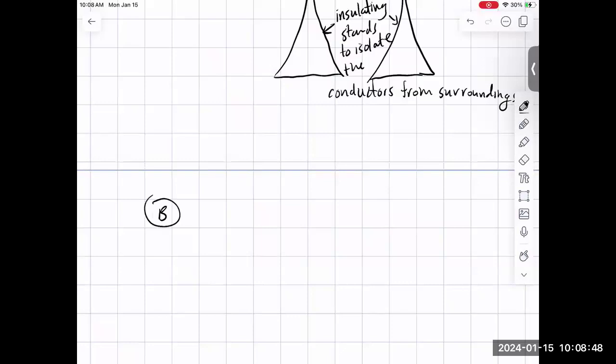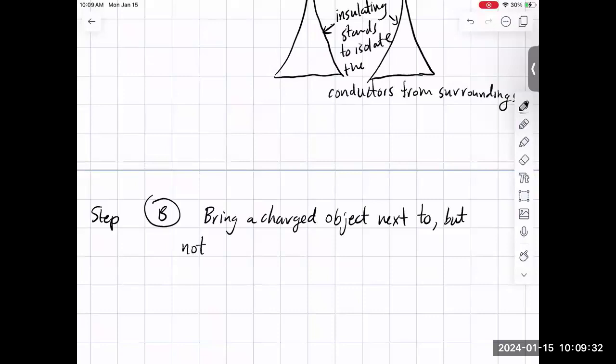Okay. So in step B, we're going to have our two conductors in contact with one another and isolated from all other surroundings. And we're going to bring a charged object nearby, but not touching the conductors. So this charged object we're going to charge by, say, taking a plastic rod and rubbing it with some felt or something like that. And so maybe our plastic rod ends up being positively charged. So bring a charged object next to, but not in contact with, the conductors.